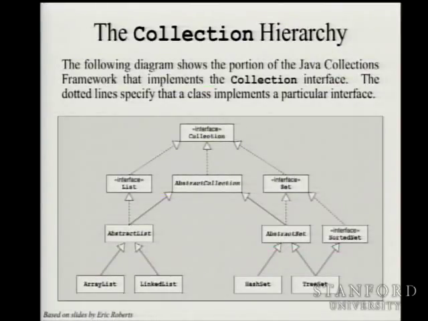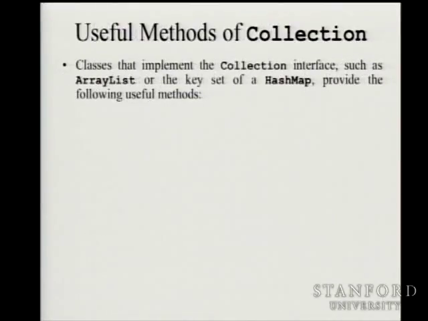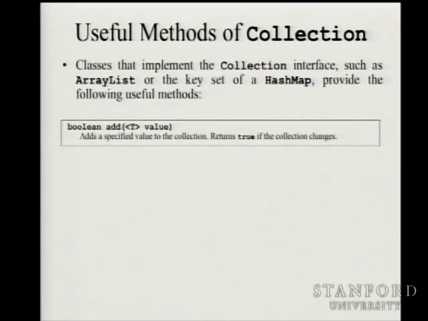And so when you want to think about the appropriate time of one versus another, you want to think about what are the methods that a collection provides to you. And it turns out all collections that implement the collection interface, like the array list or the key set of a hash map, have all of these properties. Okay? And some of them you've seen before, but just to review, you can add a value, right?